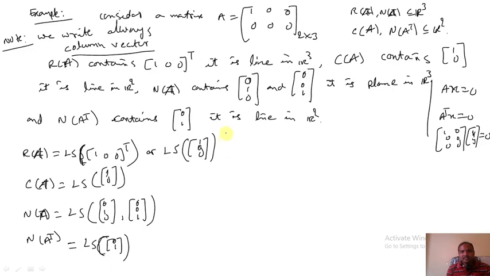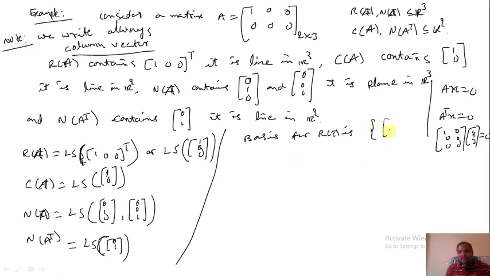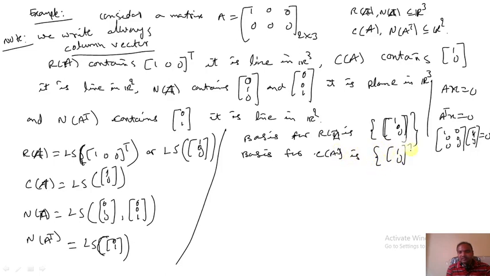Or suppose you ask me, what is the basis? This is for R of A. A basis means the linearly independent vectors generating the space. How many independent vectors generate the row space? Only one vector. The basis for R of A is (1, 0, 0). Now, what is the basis for C of A? Only one vector is generated, that is (1, 0). The notation is important. If the space is asked, write the linear span of the vector; if it asks for a basis, write a set.